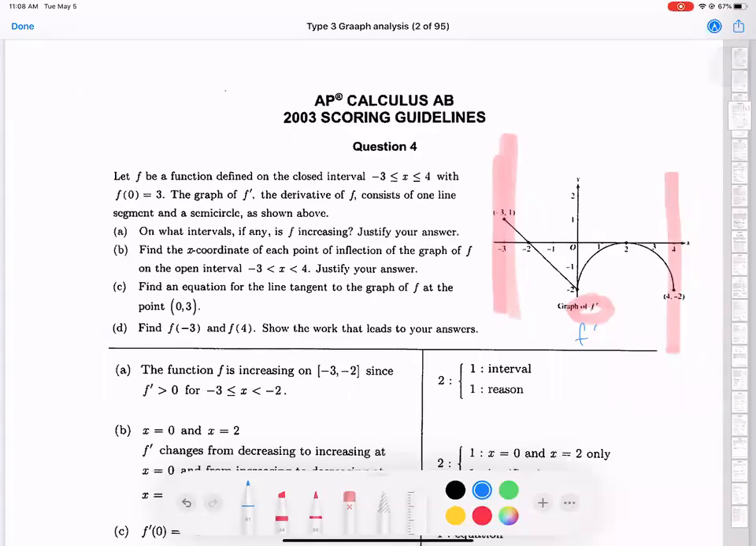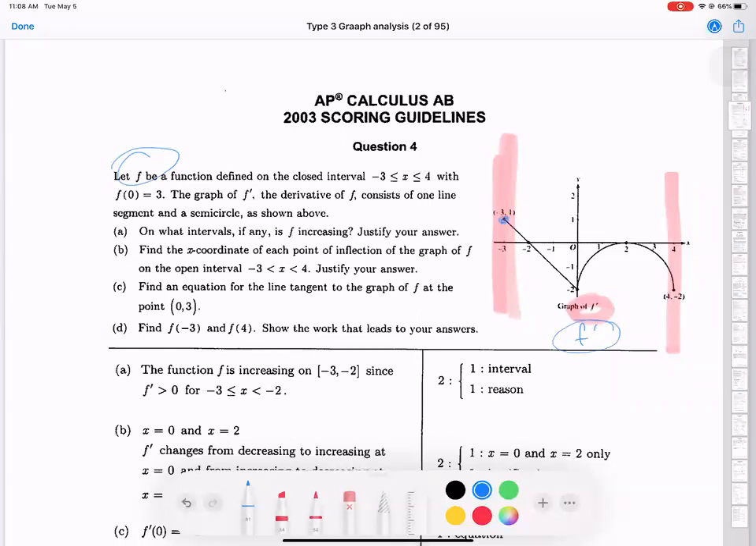So these types of questions are common when it comes to our AP exams. Like you see a graph and they ask you to interpret it. So f is not the graph that's given here. It's actually f prime, the derivative. So be aware that these are all the slopes.